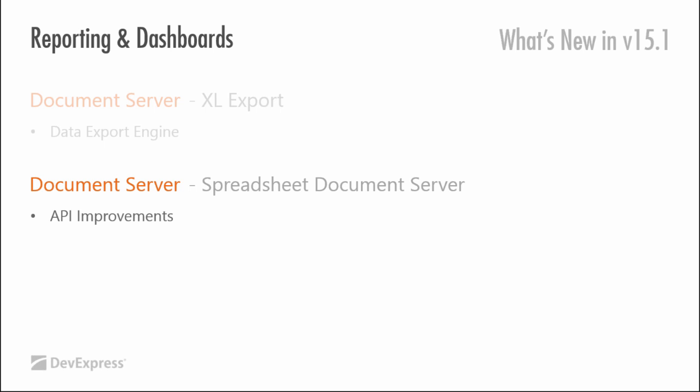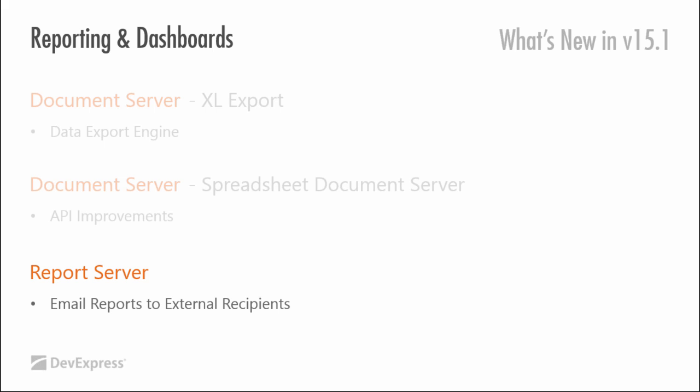The spreadsheet document server control, again, has had a number of API improvements applied, so you can utilize or access more functionality in the background there. The report server product itself now has the functionality of being able to email your reports to external recipients. That means users that aren't necessarily included in your user management area. And that's again something that people have been asking for.